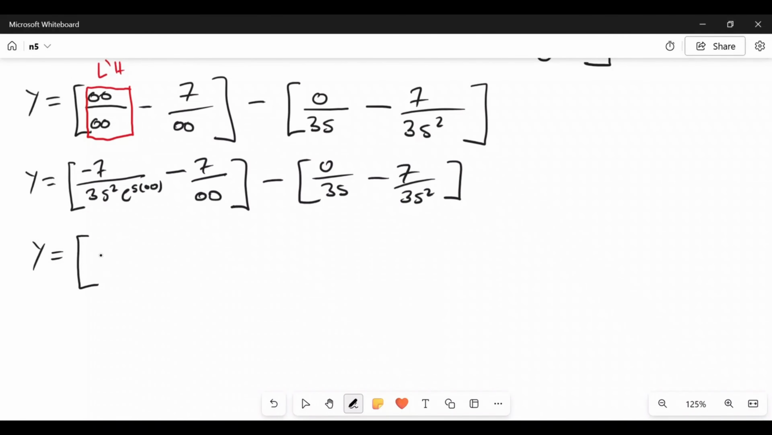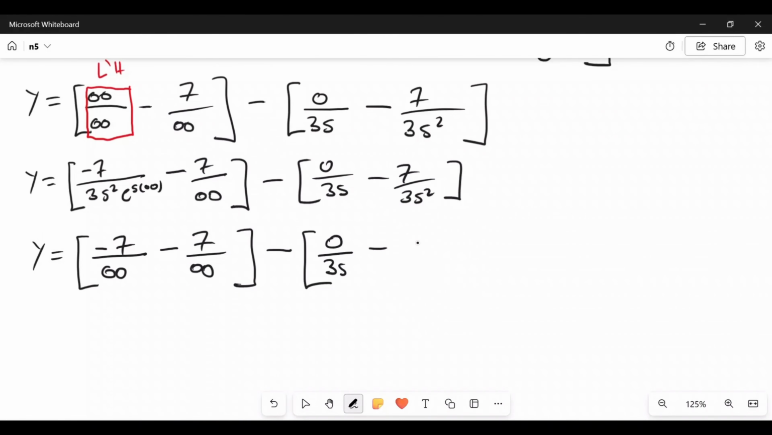So obviously, this is going to be negative 7. Underneath, we have e to the power of infinity, so we're going to make everything on the denominator infinity. So we're going to have another 7 divided by infinity, and then we close the bracket there, and then we open the bracket. This one is still 0 divided by 3s minus 7, 3s squared. There we go. Now, if you don't know, guys, if you divide any number by infinity, the answer is going to be 0. Y is going to be equaling to.